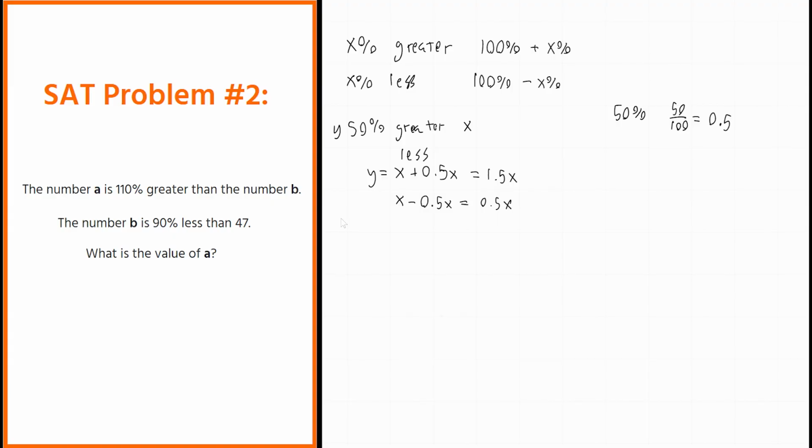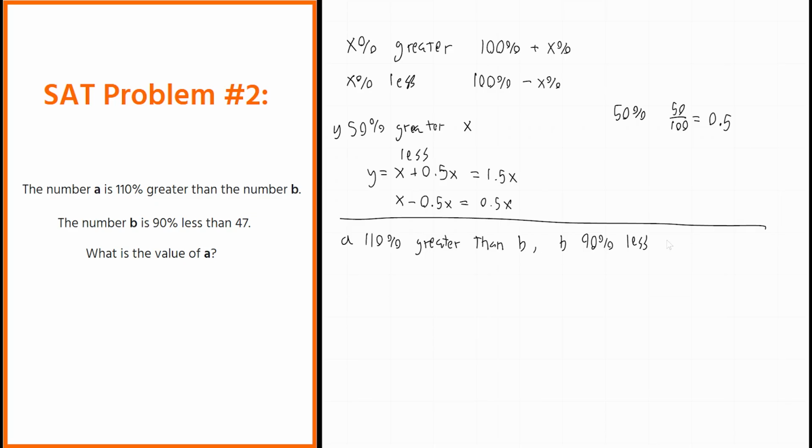So, to get back to our question, we have A is 110% greater than B, and B is 90% less than the number 47. So this is two different equations that we can set up and then solve them both.